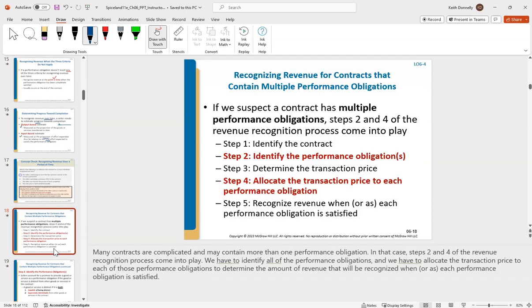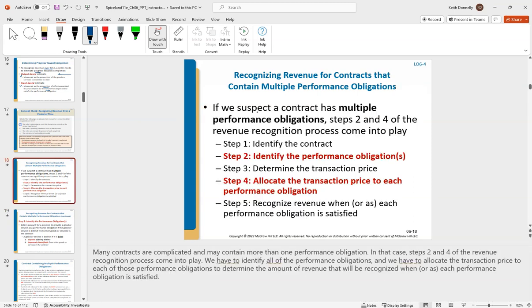Okay, so let's say we talked about that 5-step process, 1, 2, 3, 4, 5 for recognizing revenue. Say that when we look at it, there are multiple performance obligations, right? Well, it's not just here's the inventory for cash. It might be like we're giving you a car and we're giving you OnStar or GPS for the next 12 months. There's multiple things that are going on here. In this situation, we're going to have to modify step 2 and step 4 in that 5-step process.